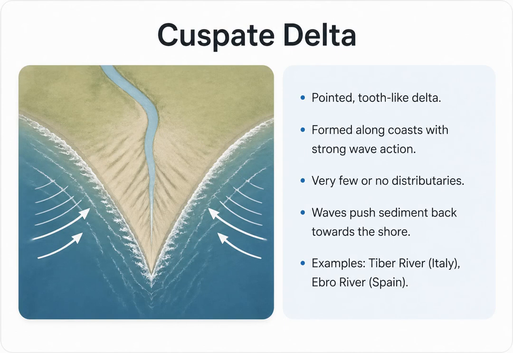If a river empties into a sea with very strong wave action hitting the coast head-on, it forms a cuspate delta. Instead of spreading out, the strong waves constantly push the deposited sediment back toward the shore on both sides of the river mouth. This shapes the sediment into a sharp, pointed, tooth-like projection. Because the waves are so dominant, these deltas usually have only one main channel and no distributaries. The Tiber River in Italy is a classic example.